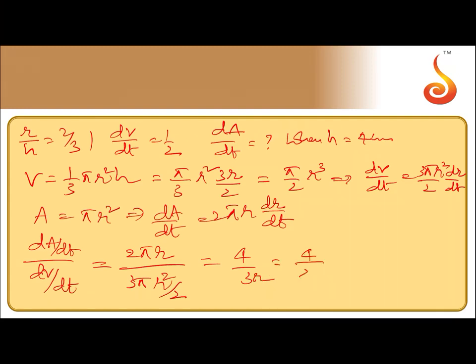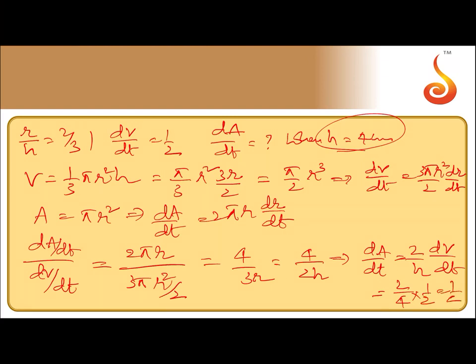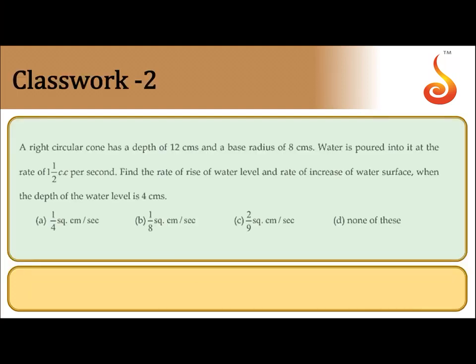But 3r is equal to 2h. So from here, dA by dt is equal to 2 by h times dV by dt. And when h is equal to 4, when I substitute 2 by 4 multiplied by 1 by 2, the answer is 1 by 4. Hope it's clear. So the answer is 1 by 4.